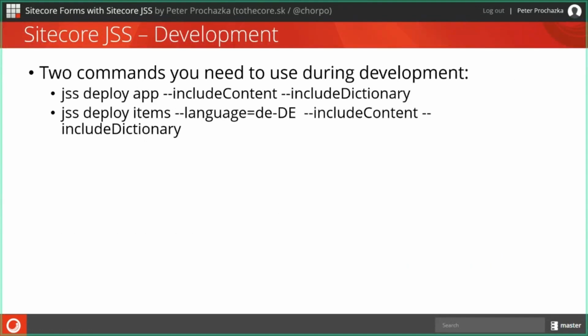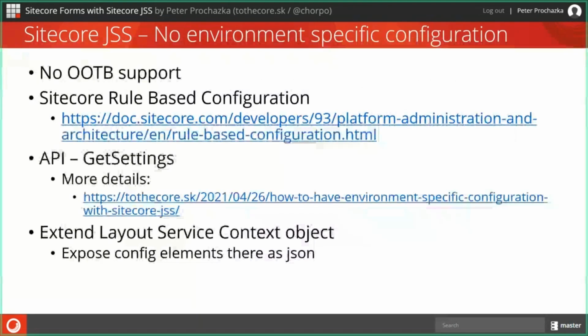There are also a couple of things you can do, for example, deploy only the apps part or deploy the items during the development. And then you have some rule-based configuration. You can either create some settings, which you can check on my blog, or you can also extend the layout service context object, and it will more or less just add some new JSON, and that's it.